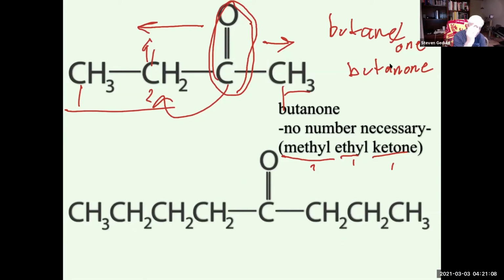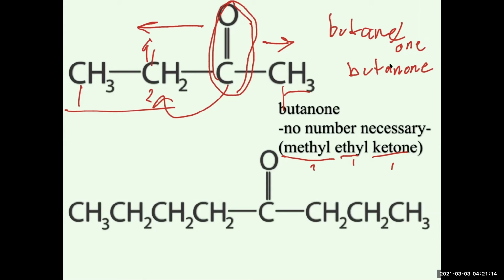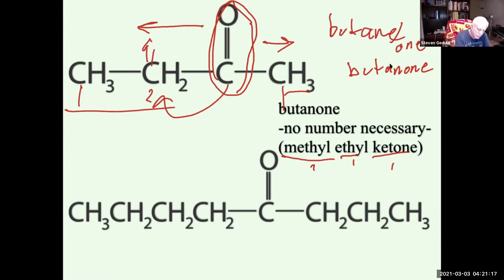Are we going to number this thing left to right or right to left? Which way? Right to left. Right to left. So we're going to go 1, 2, 3, 4, 5, 6, 7, 8.